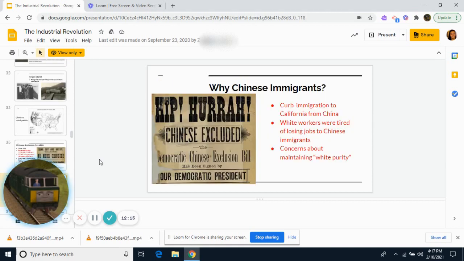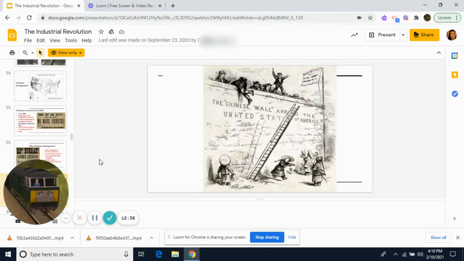Hip hurrah! Chinese excluded. The Chinese exclusion bill has been signed by a Democratic president. Curb immigration to California from China. White workers were tired of losing jobs to Chinese immigrants. Concerns about maintaining white purity. The Chinese wall around the United States of America.